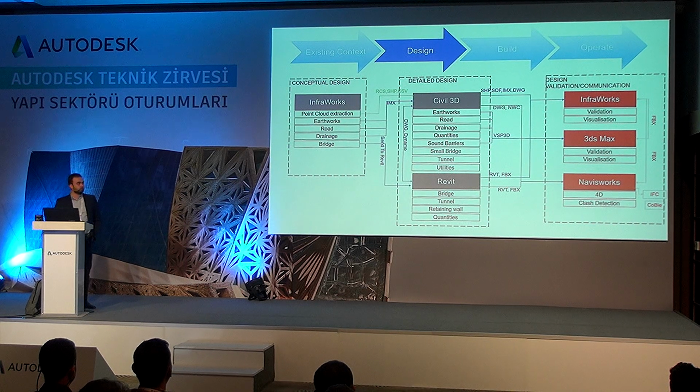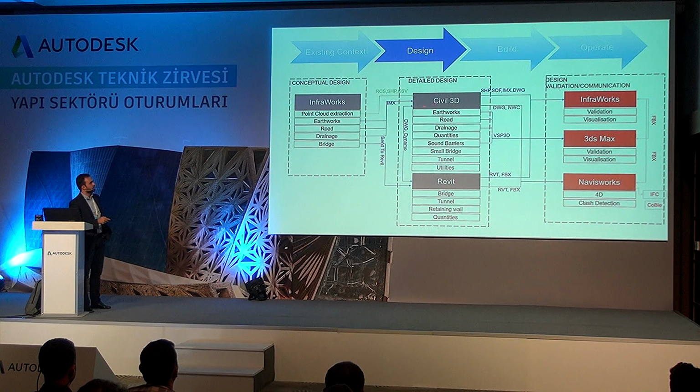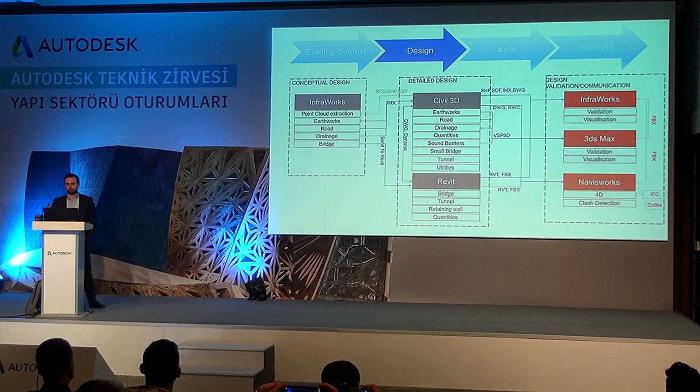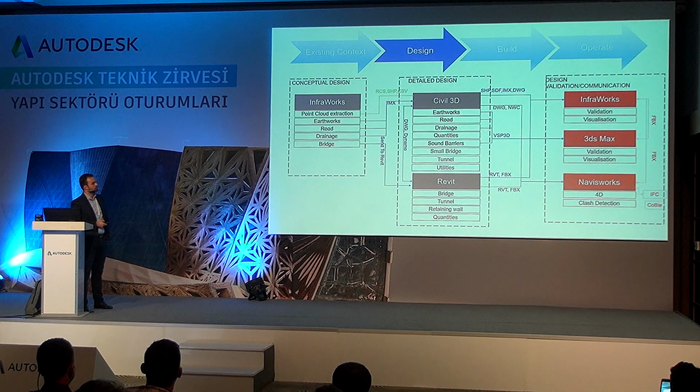So this is again another chart which highlights the link between InfraWorks and Civil 3D. What do we do in InfraWorks? Point cloud extraction, earthworks, road drainage and bridge design, and then quantities, the drainage design, the final road design, and other things are being done in Civil. We also use Revit for the bridge and the tunnel detailing, because in InfraWorks, we create those components or those objects, and then we can either move them to Civil or Revit depending on the object itself. If it's a structural, like a bridge or tunnel, it goes to Revit directly, retaining wall and quantities as well.